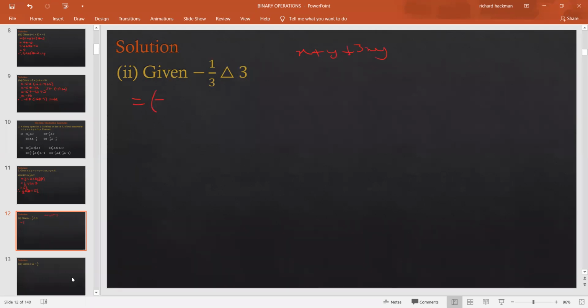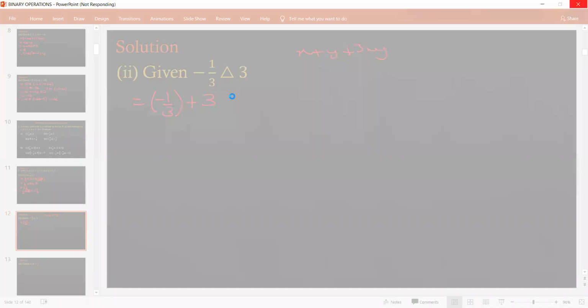Our first is negative, so minus 1 over 3. At this point you can ignore the bracket. It won't be costly because its coefficient is 1. Then plus your second, your y now is 3. Then plus 3 times your first and the second. And your first element is minus 1 over 3. Then your second element will be what? 3.